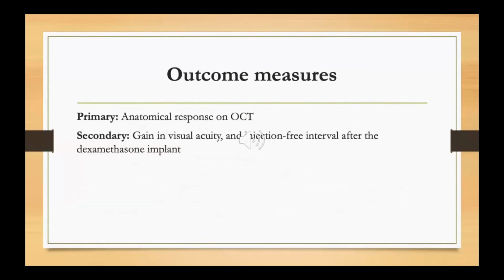The primary outcome measure was the anatomical response on OCT, and the secondary outcome measures were gain in visual acuity and injection-free interval after dexamethasone implant along with anti-VEGF injection.